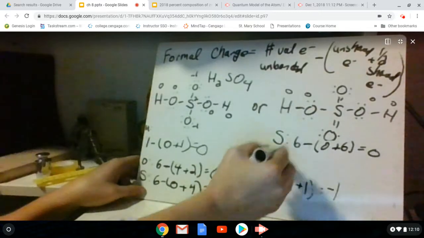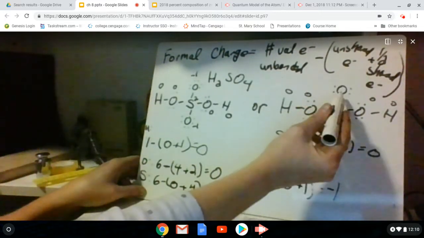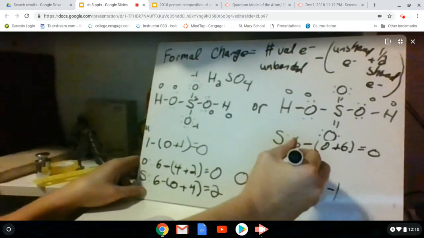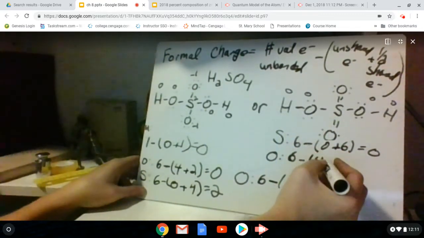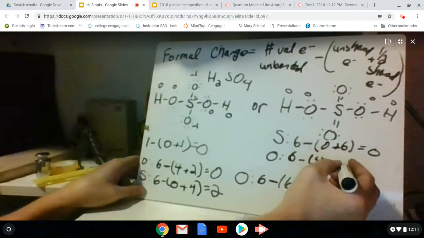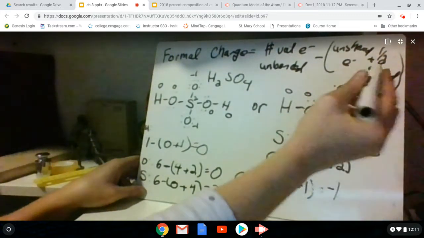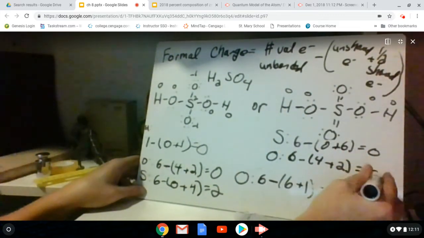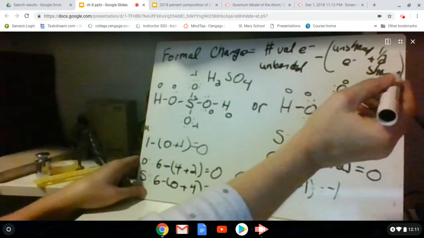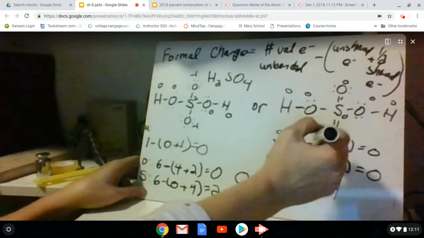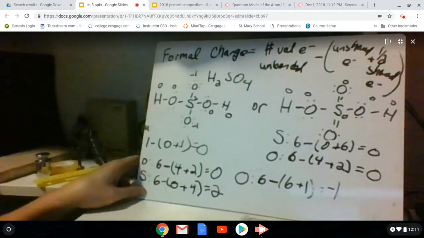And then here's our oxygen. We're referring to these oxygens here. Oxygen has 6. It has 4 unshared plus 2 of the shared, and that equals 0. So which one of these has the lowest formal charge? Because that's the most probable. It'd be the one that has 0, not +2 and -1.